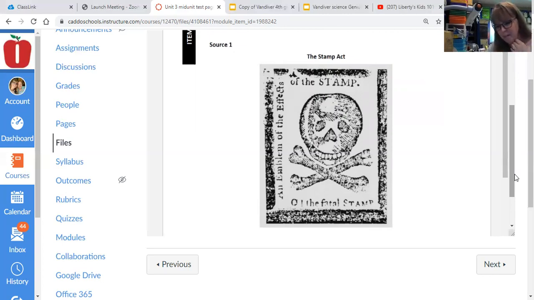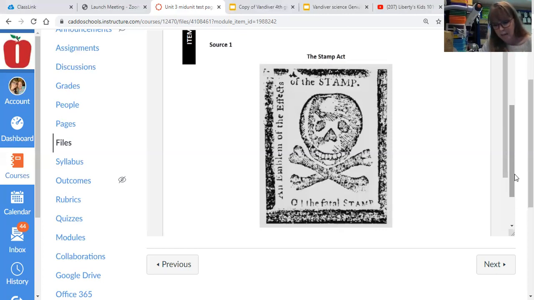Number 2 has to do with source 1 also, which is still this lovely image of a skull and crossbones. Using source 1, what was the most likely reason the British Empire levied taxes onto the American colonies? Select 2 that apply. Like I've done before, you have to get them both right, otherwise the whole answer is wrong.